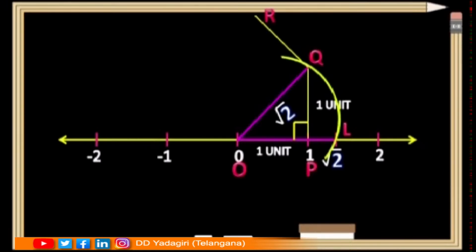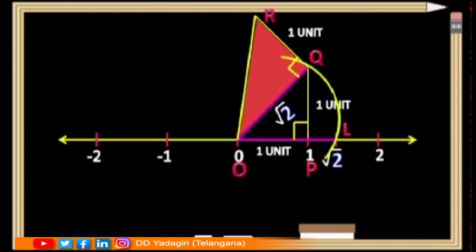Next, how can we represent root 3? So, follow the same steps. Draw a line RQ which is perpendicular to OQ. The length of RQ is 1 unit. So, join O and R. Now OQR is a right angled triangle. So, now we are going to estimate the value of hypotenuse OR by using Pythagoras theorem.